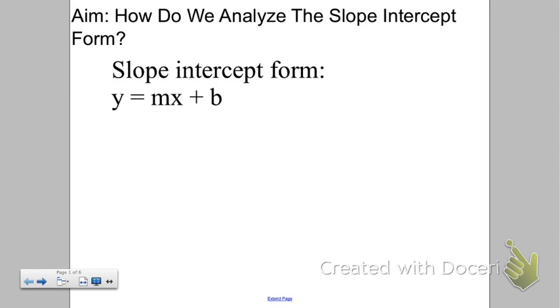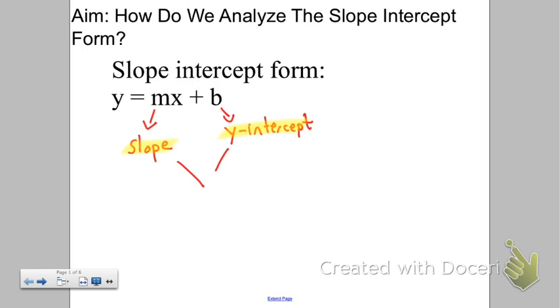Today's lesson is on how we analyze the slope-intercept form. Slope-intercept form is y equals mx plus b. The reason why this is called slope-intercept form is because the m is the slope and the b is the y-intercept. So we have the slope and we have our intercept, so it's called slope-intercept form.